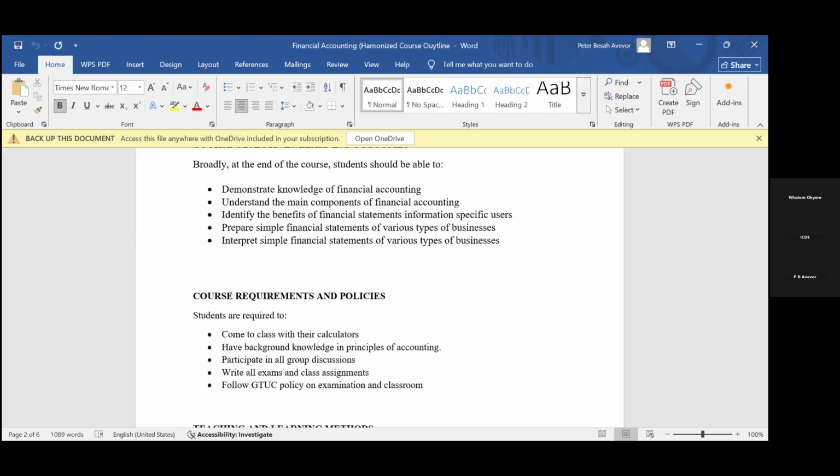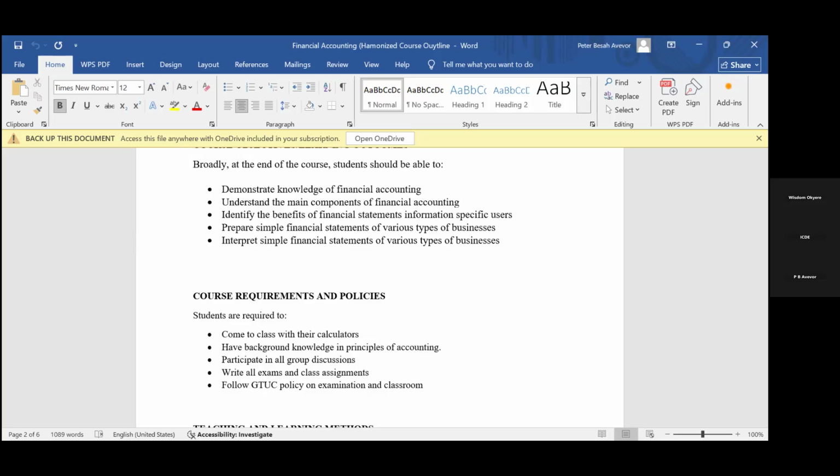Don't forget, we've mentioned partnership, company accounts, accounts for non-profit making organizations, manufacturing accounts. So you realize that all these accounts are tailored towards specific categories of business operators and their stakeholders. So it is important that we are able to distinguish this and be able to understand the users' needs.